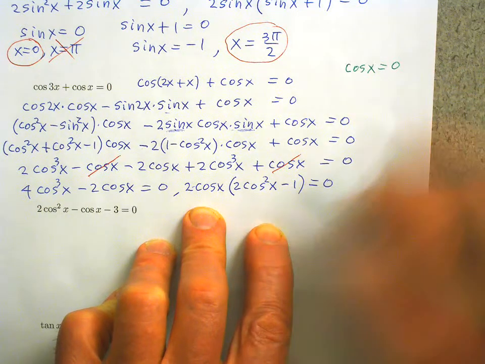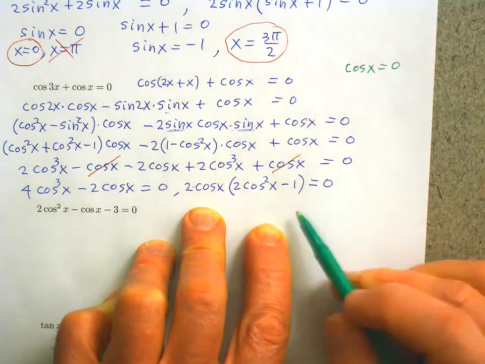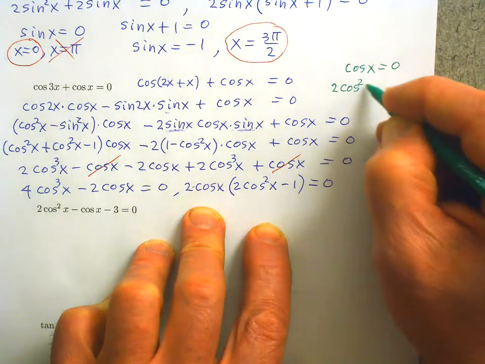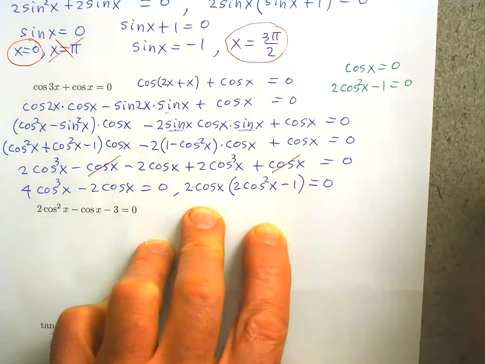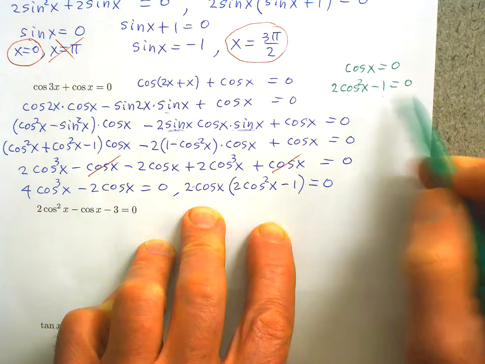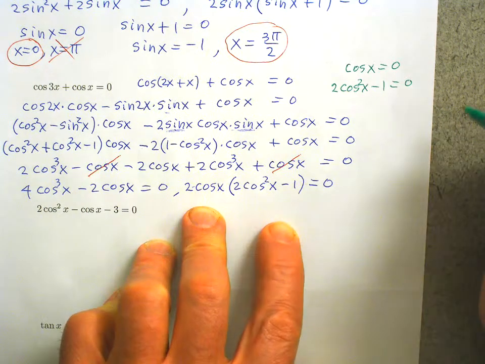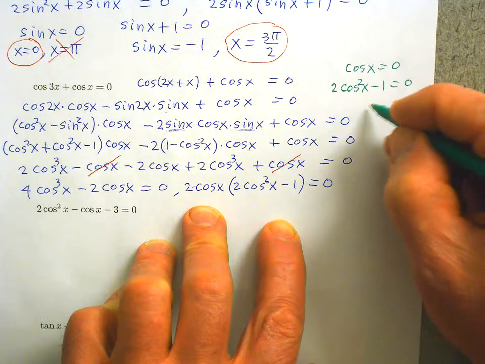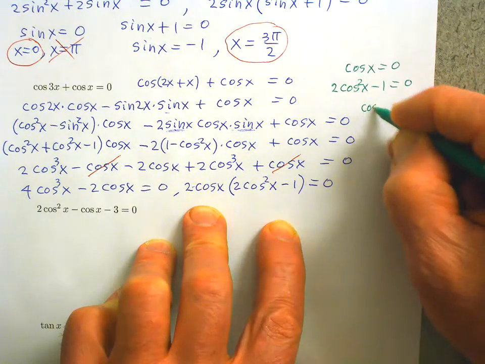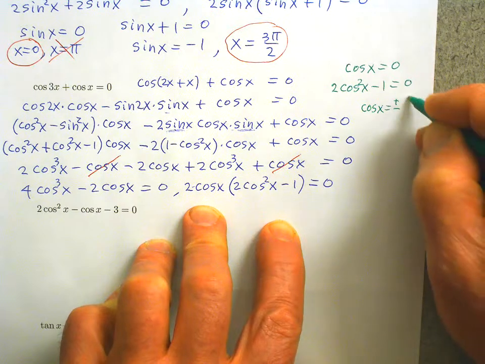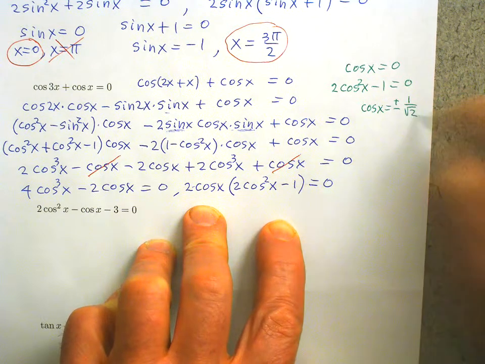And then the other factor, I'll go ahead and write it, 2 times cosine of x squared minus 1 equals 0. So if we add 1 to both sides and divide both sides by 2, and then take the square root, we get cosine of x equals positive and negative 1 over the square root of 2.